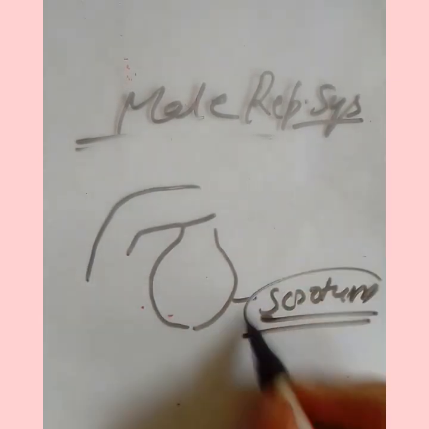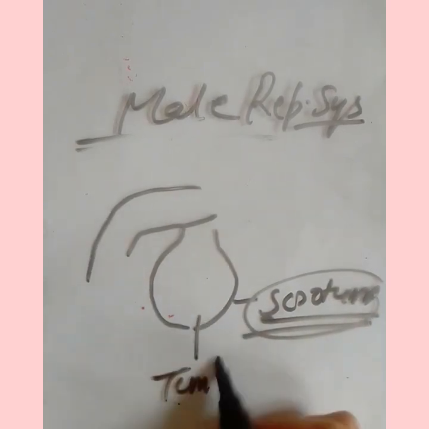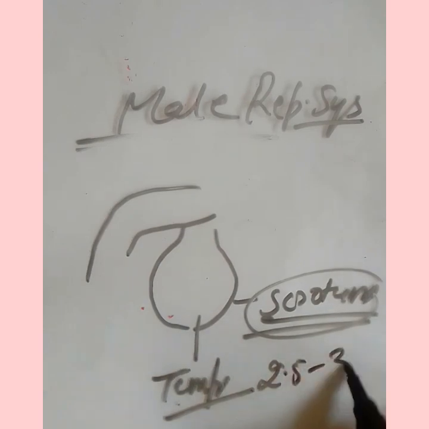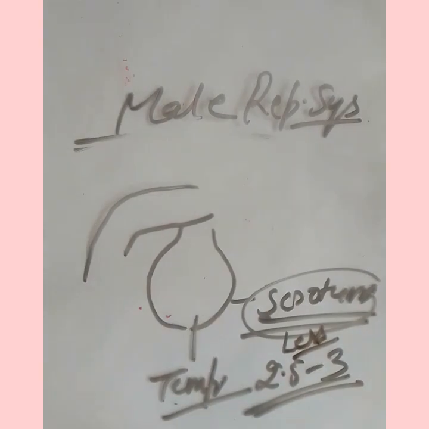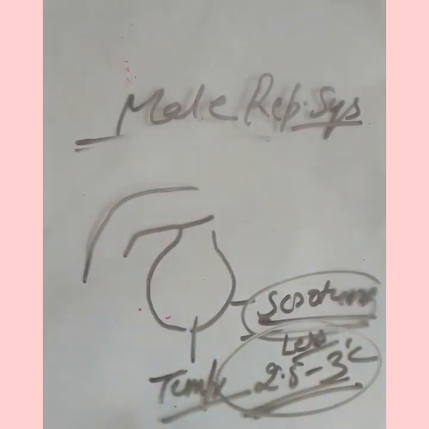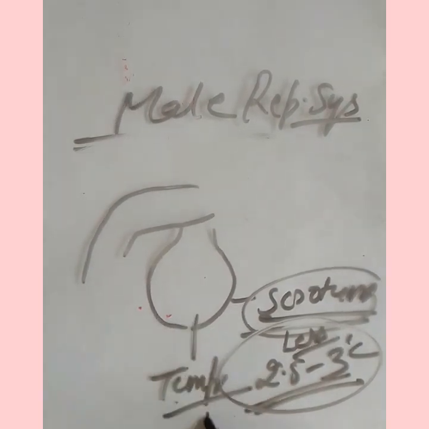And why are they here? Because here the temperature is about 2.5 to 3 degrees Celsius less as compared to the rest of the body. This lower temperature is required for the formation of the male gametes. It is essential for the formation of male gametes, that is the sperms. So they are present in the scrotum.